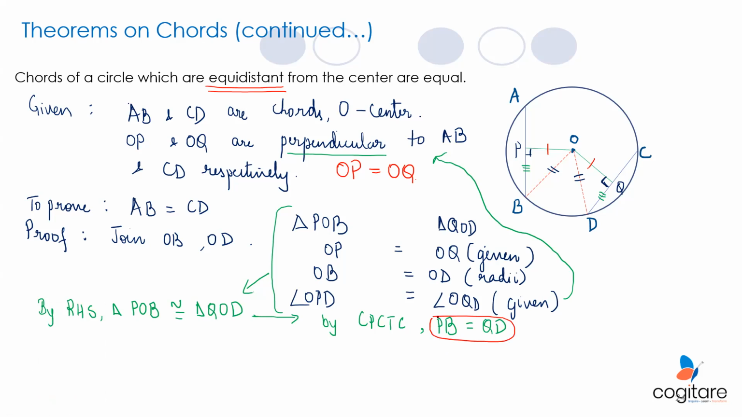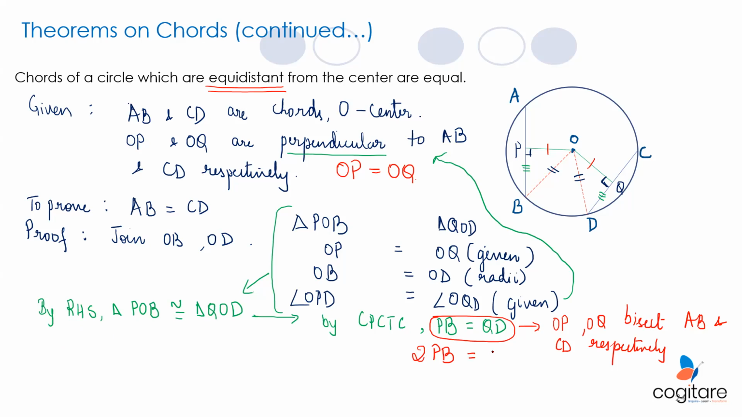We've reached here, but how do we use this fact and prove that the chords are equal? Can you think about it? Okay, now this is very obvious. If PB is equal to QD, don't we see that OP and OQ bisect the chords AB and CD respectively? Why is that? As usual, a line from the center of the circle and perpendicular to the chord bisects the chord, is it not?